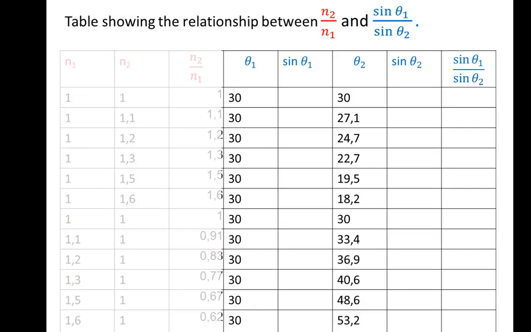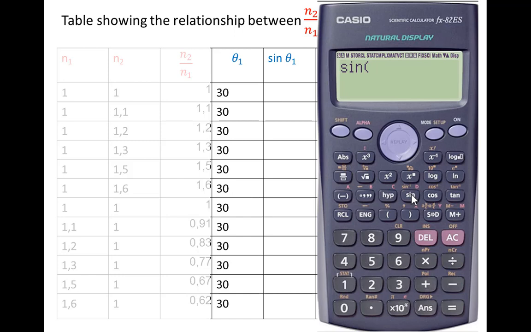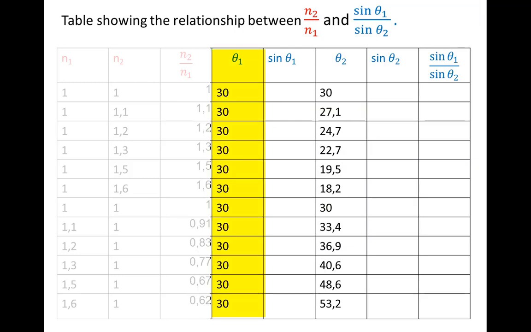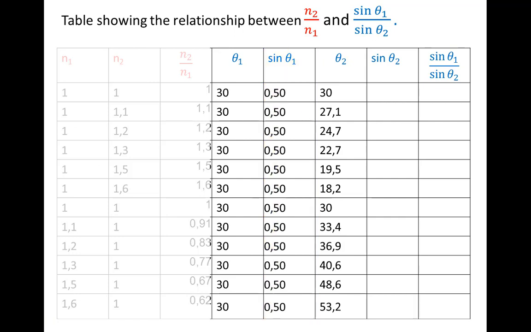The next thing we need to do is to calculate sine theta 1, sine theta 2, and then divide sine theta 1 by sine theta 2. So we start by writing sine 30 equals on our calculator, and we get the answer 0,5. Notice that all the angles of incidence were 30 degrees, so sine theta 1 is going to be 0,5 for all of our readings. Next, you need to calculate sine theta 2 for each of the different theta 2 values. Pause the movie until you've done this yourself, and this is what you should have found.